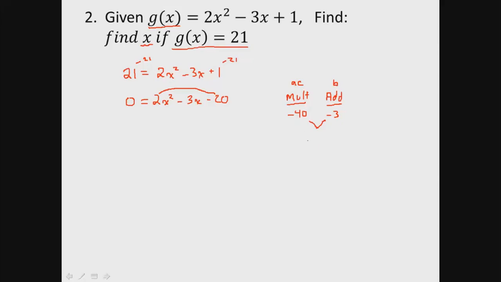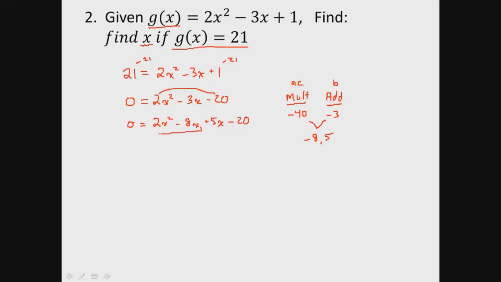So two numbers that multiply to give me 40 are 8 and 5. They're off by 3. If I make the 8 negative and the 5 positive, that will add to negative 3 and multiply to negative 40. So I'm going to sub these two in for the middle term here. You can sub them in any order that you want. I just picked the order that I wrote them down.